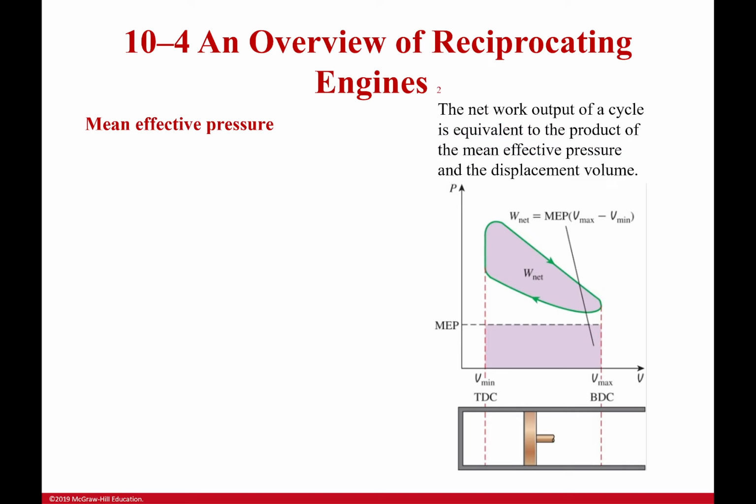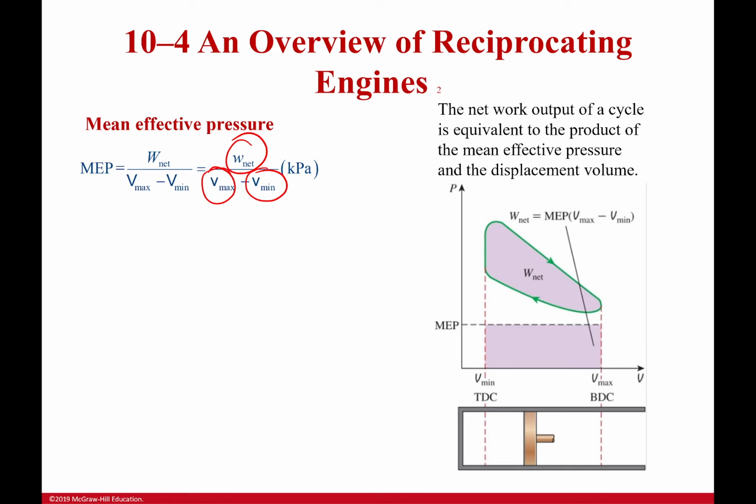Now let's talk about a term called mean effective pressure. Okay, mean effective pressure. Now, what is it? Well, it's simply our net work over the max volume minus the min volume, which is our clearance volume. Oh goodness, I said that wrong, sorry. Net work over our displacement volume. My bad. V min is equal to our clearance volume. Net work over our displacement volume.